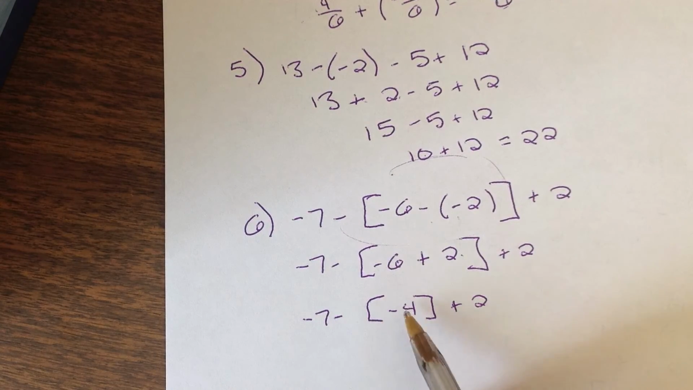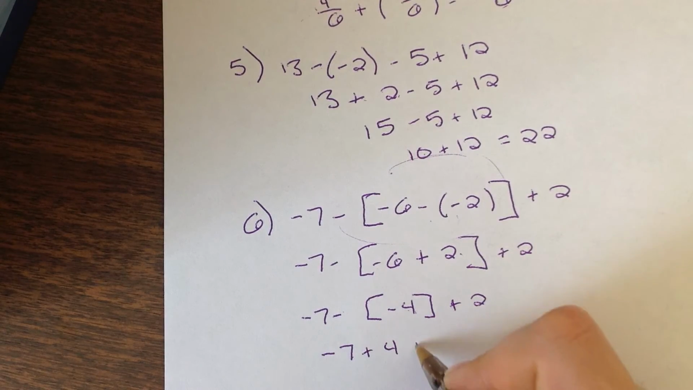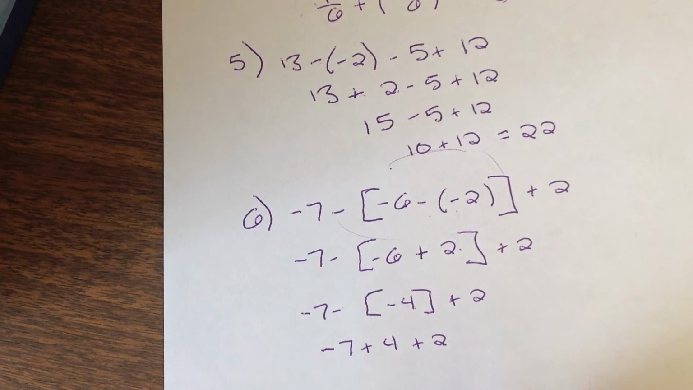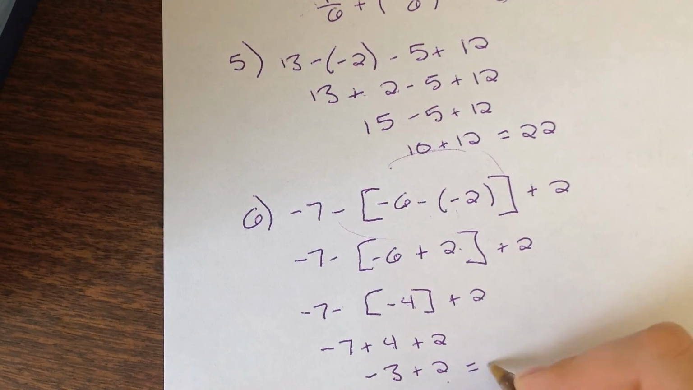Now I have minus a negative. So minus a negative becomes plus. So negative 7 plus 4 is negative 3. Negative 3 plus 2 is negative 1.